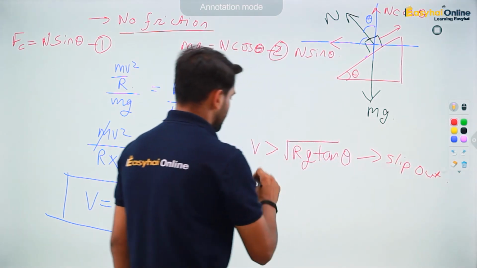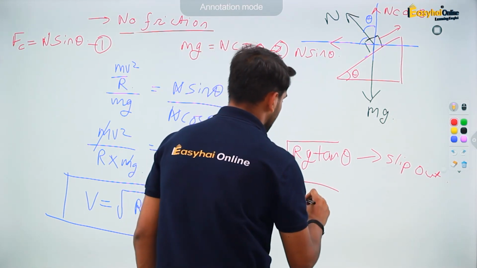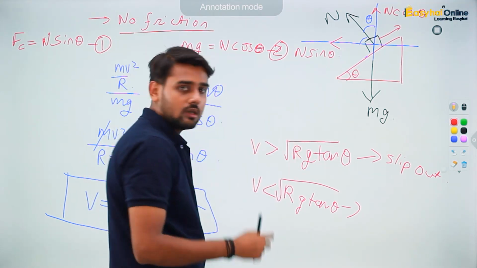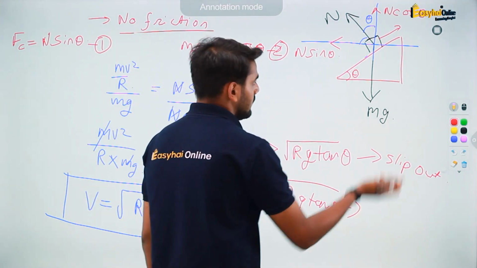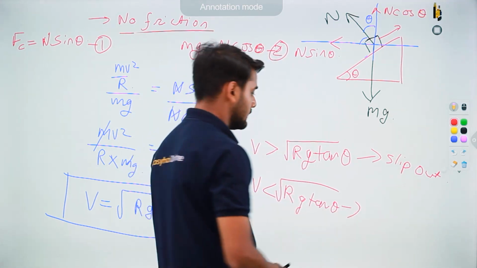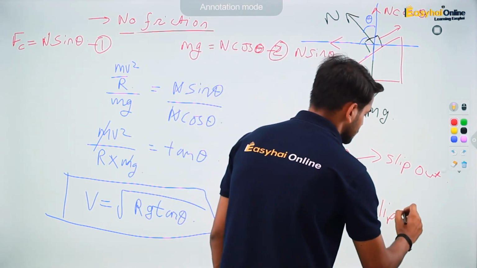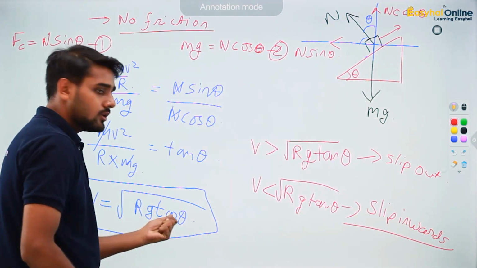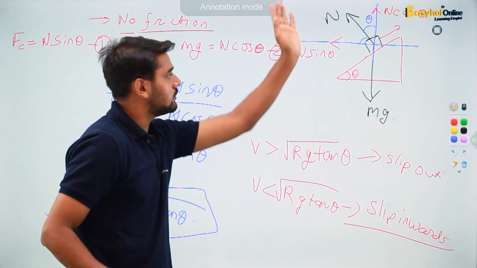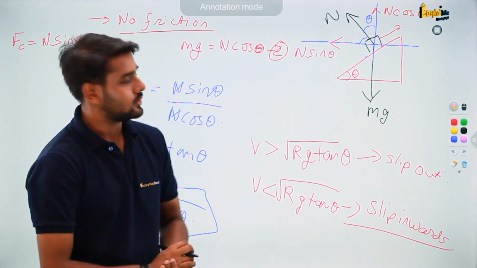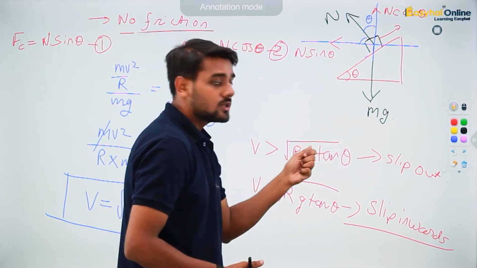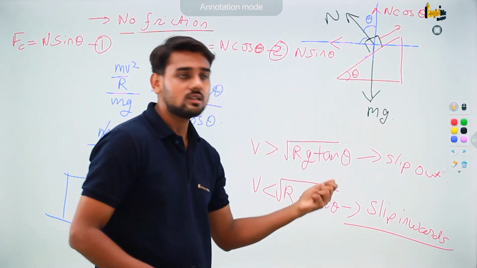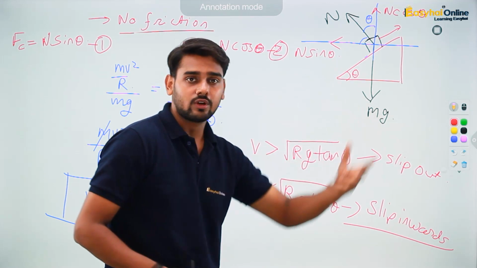And if v is less than this under root of r g tan theta, in that case the car is going to slip inwards. As a result, the velocity is going to drop and eventually it will start to move at a different radius. So it will slip inwards, and when v is exactly equal to this, there is going to be no slip and the car will keep on moving with a perfect uniform circular motion. So that's your uniform circular motion for a banked road for the case when there is no friction. After this, we are going to do the same thing with friction.